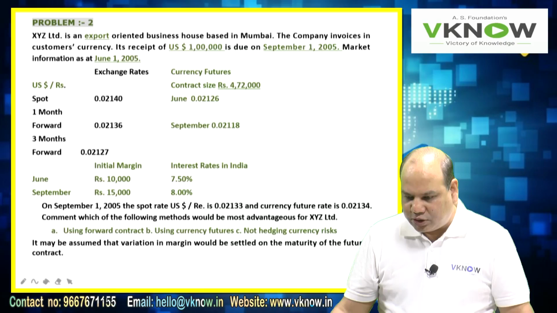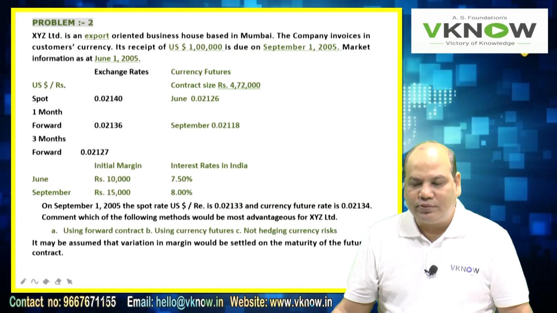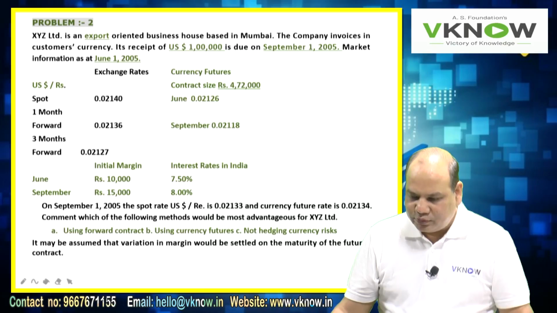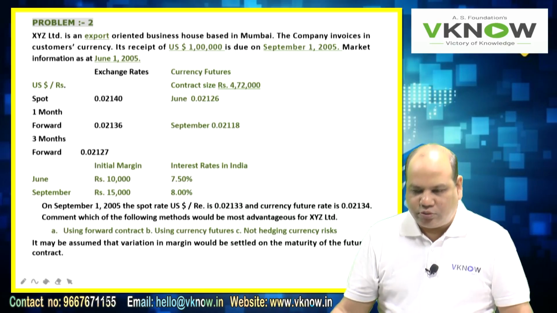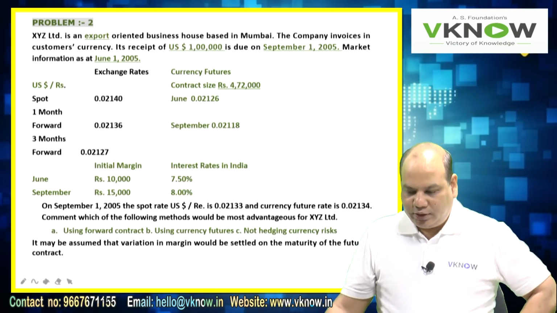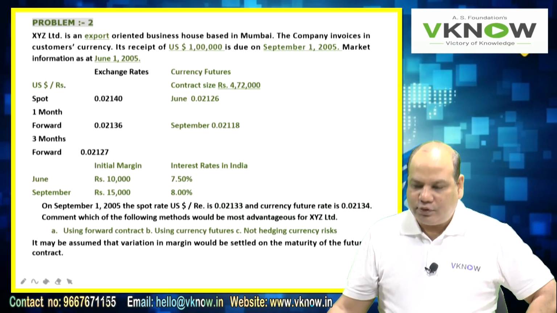Market information as at 1st June 2005. So today is 1st June 2005. The proceeds will be received on 1st September 2005. So after how many months? June, July, August. September I will not count. So 3 months. And what is the information available on 1st of June 2005?